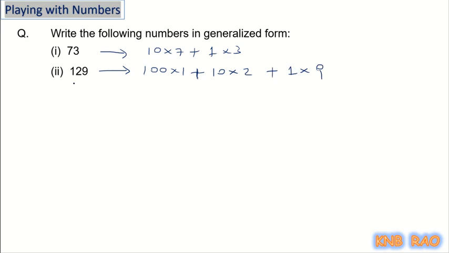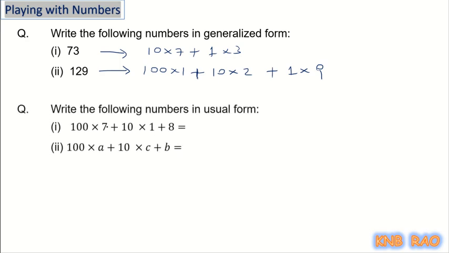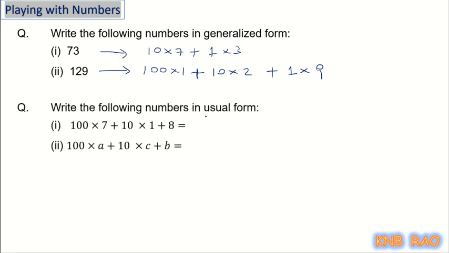Now, this is the generalized form of both the 2-digit number as well as the 3-digit number given. Now, moving on to another question. Write the following numbers in usual form. Usual form is this: 73 is a usual form. Normally we write a 2-digit number. 129 is the usual form of this expanded form.